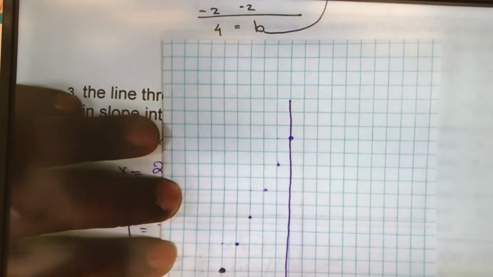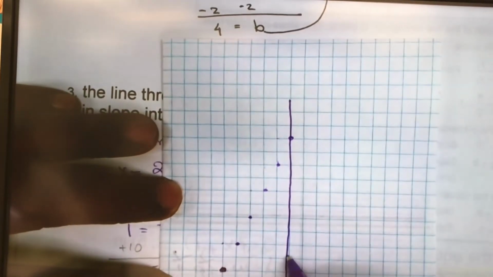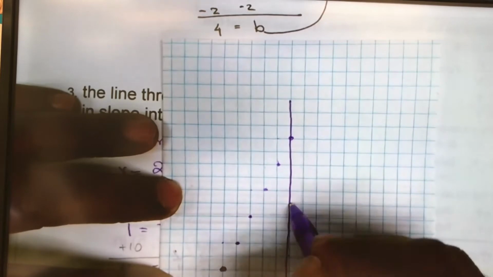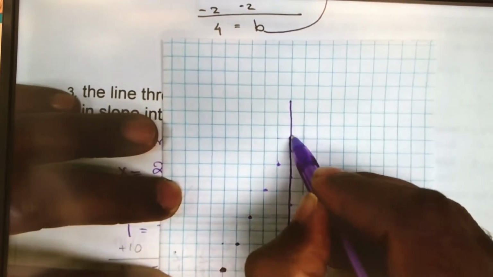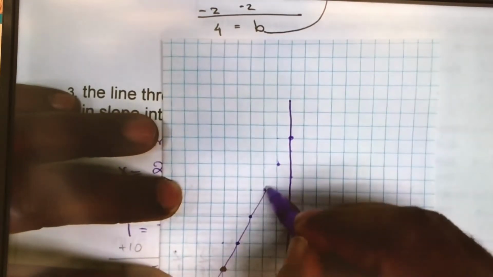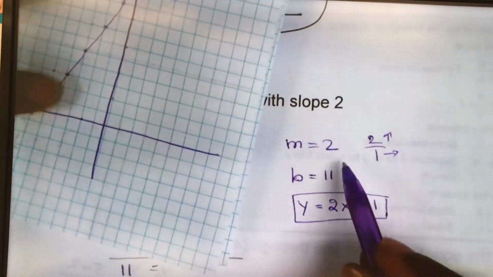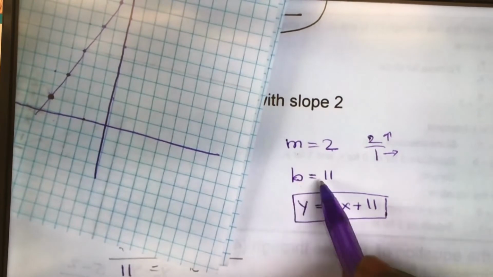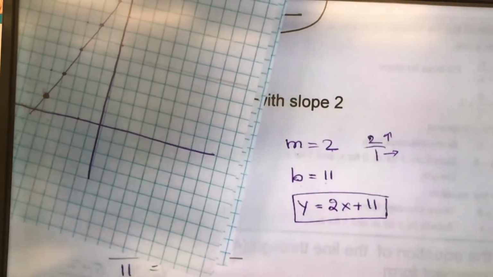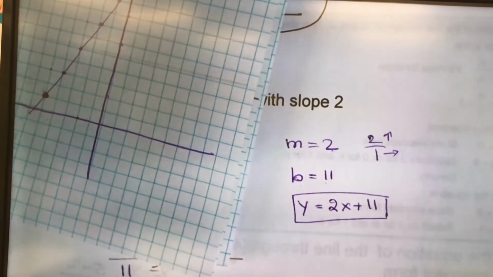So here is the y-intercept. When you look here, 2, 4, 6, 8, 10, 11. So your y-intercept is 11, so b is equal to 11. Now you have m is 2 and b is 11. So do the same thing: y is equal to 2x plus 11.